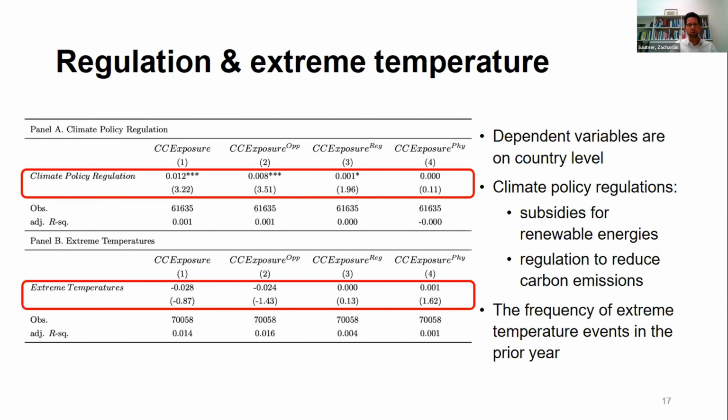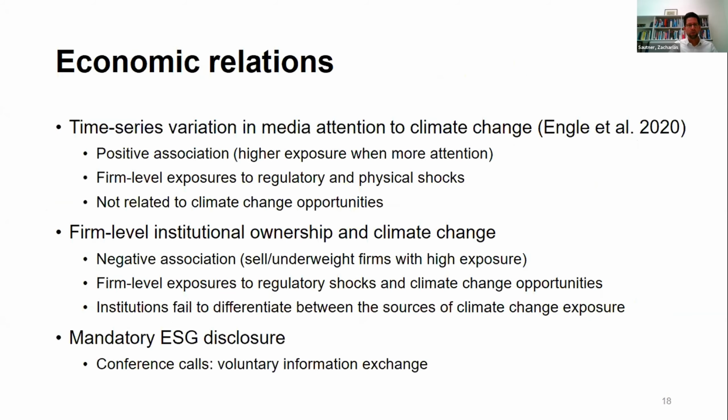We validate the measure further, showing that regulatory climate policy aspects are correlated with our measure, are not correlated with physical exposure, which is exactly what you want. It's related to regulatory exposure and overall exposure. To the contrary, we find that extreme temperatures are not related to opportunity or regulatory exposure, but there's some relation with physical exposure, with a t-stat of 1.62, so it's not statistically significant, which is exactly what you would predict. That's what extreme temperatures should affect. Remember, these are measures at the country level, so there's a lot of noise in this. So it doesn't necessarily pop up statistically significantly here in the last test.